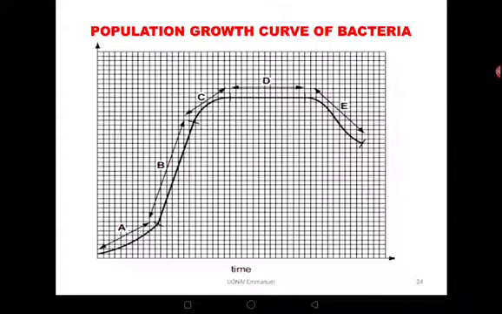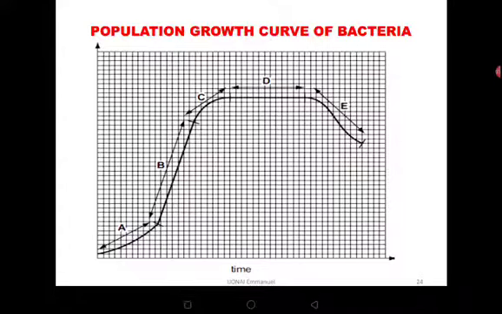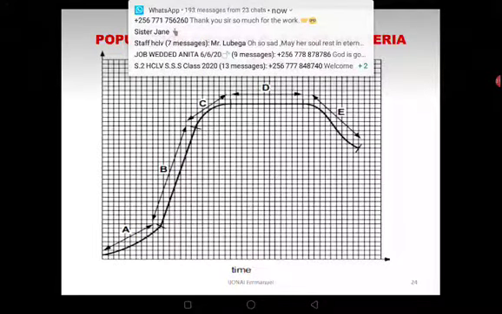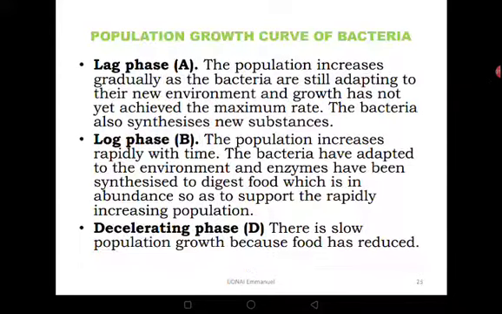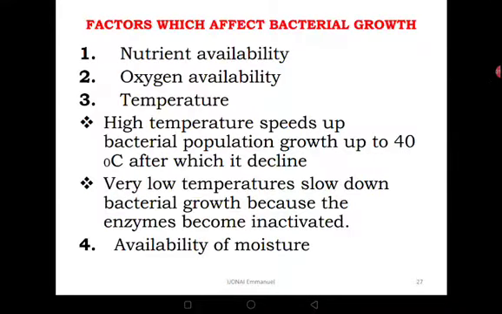And then beyond part D, you can see part E. In part E, the population declines slowly because the cells stop multiplying due to exhaustion of oxygen, accumulation of wastes, and even exhaustion of nutrients. So at part E, you can see that there is a decrease in the population because of the factors we have mentioned. We have already explained that.